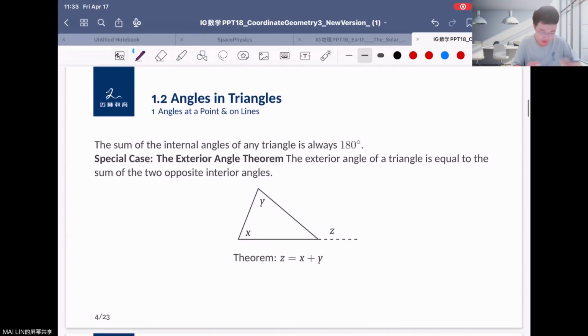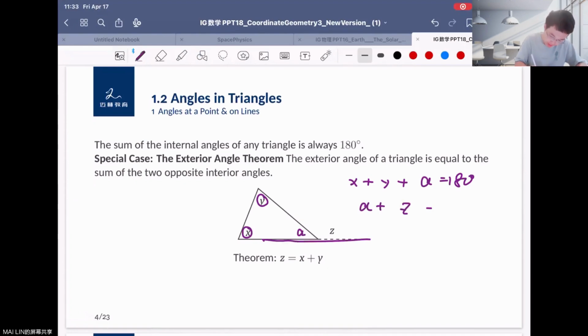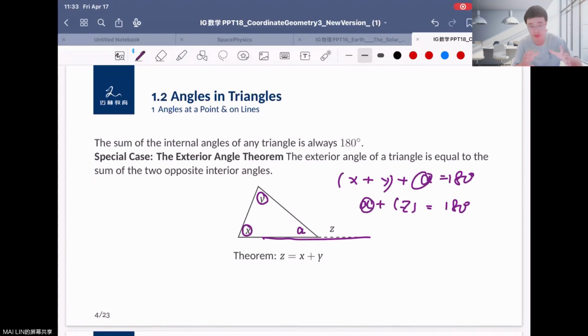Also, for the angles in a triangle, we know that the internal angles always equal 180 degrees. So maybe here you can say x plus y plus a equals 180 degrees. Using the rules we said before, you can find a and z are on the same straight line, right? So a plus z also equals 180 degrees. You can find a plus x plus y equals 180 degrees, and a plus z also equals 180 degrees. So x plus y equals the angle z.